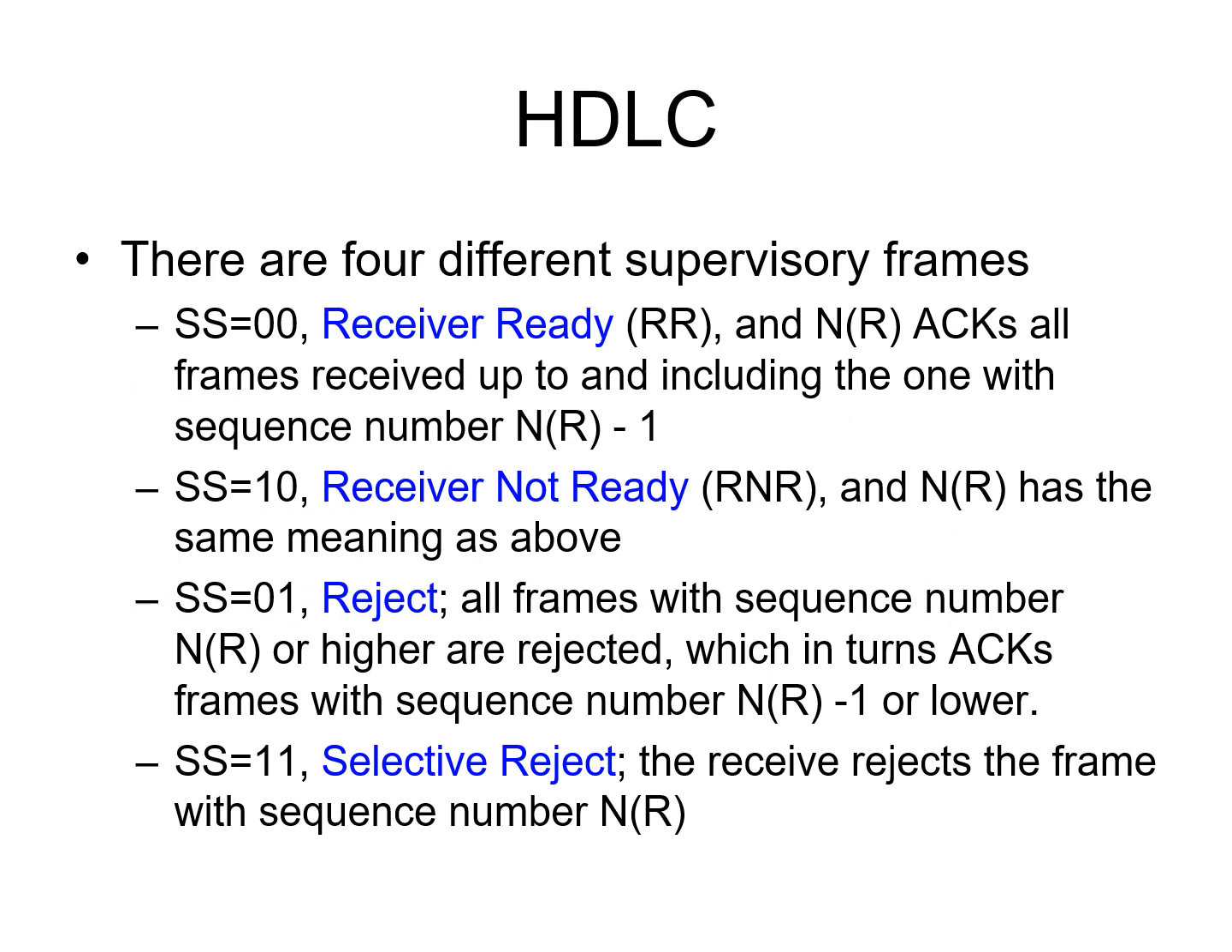So here we have four types of supervisory frames. First one, SS equal to 00: the receiver is in ready state. SS equal to 10: the receiver is not in a ready state. SS equal to 01: the receiver is in a reject state. And SS equal to 11: the selective reject state will be enabled.